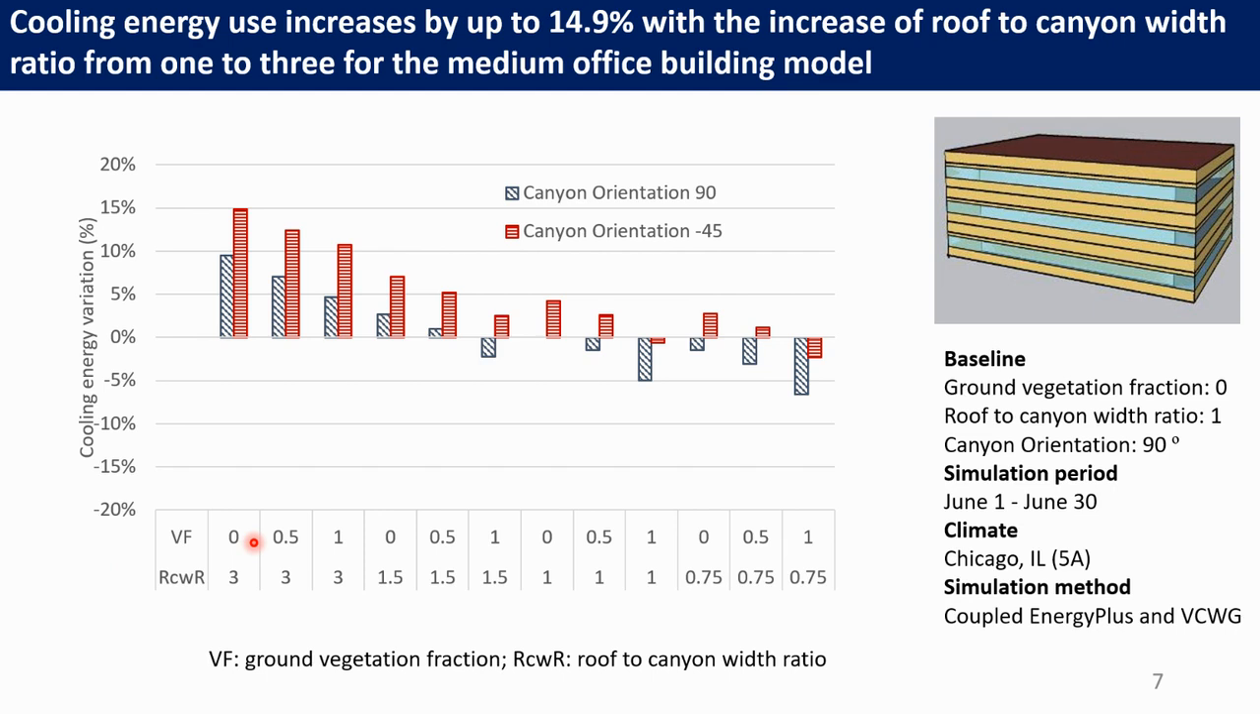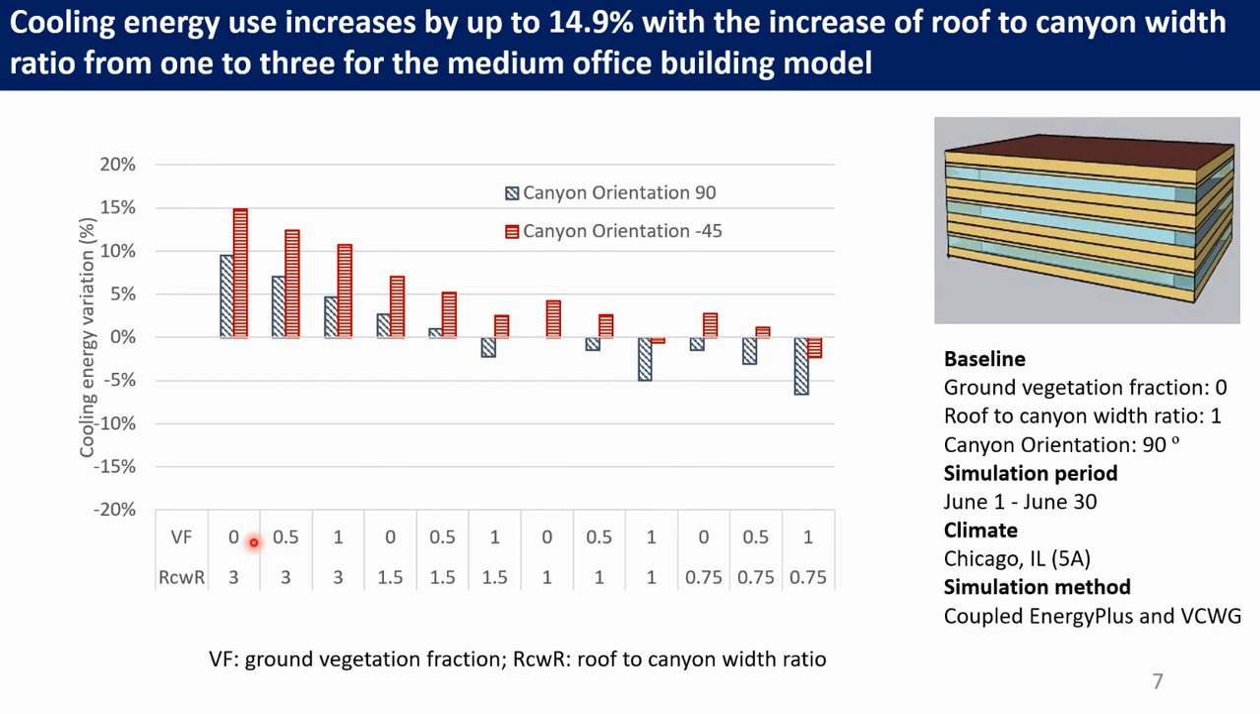So we found the roof to canyon width ratio has a substantial impact. The cooling energy use can increase up to 15% with the increase of roof to canyon width ratio from 0 to 3 for the medium-sized office building. This model is a prototype model developed by the Department of Energy in the US. So we ran this in the Chicago climate for January.